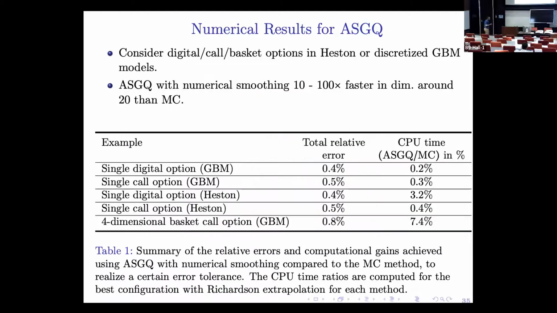So this is a big deal. And we see here for different examples that you get something between 10 and 100 times faster than the Monte Carlo, around dimension 20. So here what we do is fix a relative error below 1%, and we try to see the gain that we got with respect to the Monte Carlo estimator. So these are the different examples that we test.